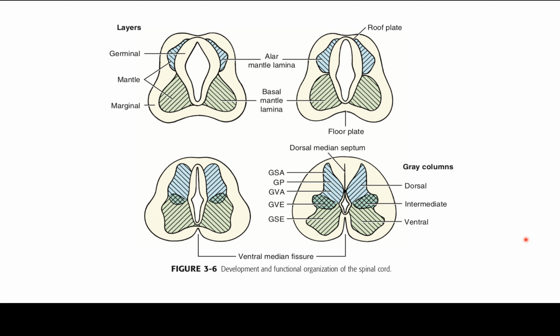The second signaling center is the notochord and its secretory signaling molecule, sonic hedgehog, SHH. SHH diffuses dorsally in the neural tube and is responsible for directing the development of the ventral portion of the neural tube with its ventral horn neurons.